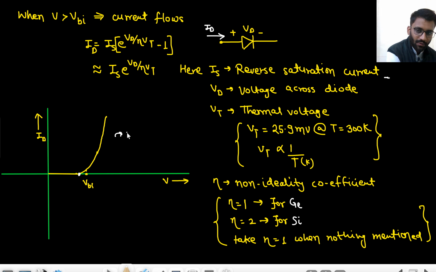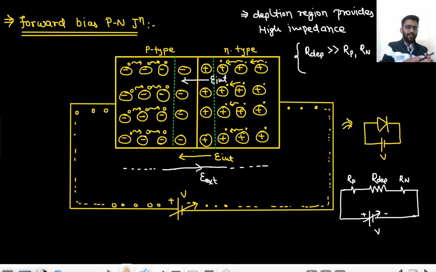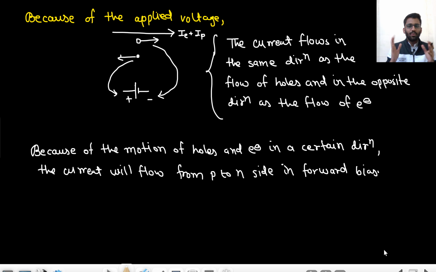So this was everything for forward bias. Let's quickly revise whatever we have studied in forward bias. We applied an external voltage, and that generated an external electric field. E internal was this side, E external was this side, continuously reducing the internal field. Because of that, our depletion width will be reduced, because electrons can move towards the p-type region and holes can move towards the n-type region. Because of the negative terminal of the battery, electrons will feel force, and because of the positive terminal, holes will feel force, and some current will be generated. Now holes and electrons are moving in a certain direction, so there will be a current flow from P to N side in forward bias.